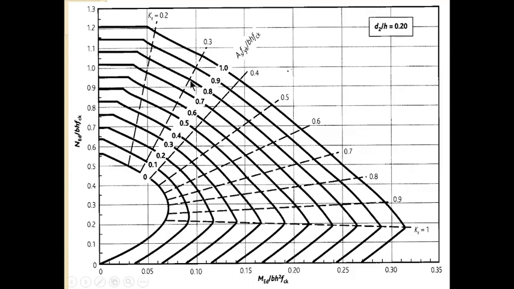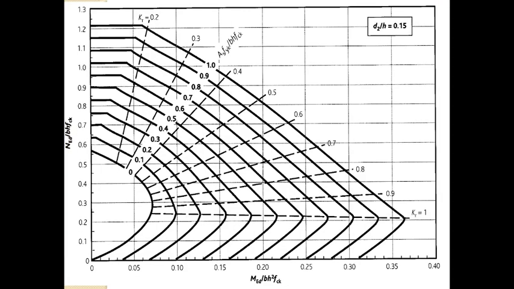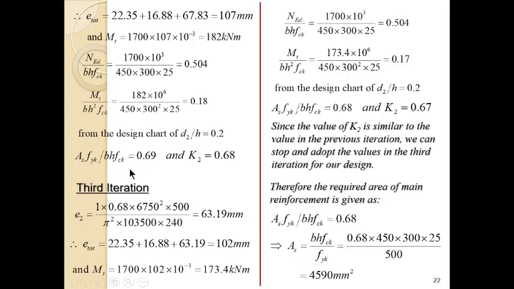Then our new K2 in that case is 0.68, because this is 0.6 and this place should be from here 0.7, so it is about 0.68. So we take a new K2 of 0.68. That is why, if you go back here in our second iteration, ASFYK over BHFCK was 0.69. Our new K2 is 0.68. So we go to the third iteration.